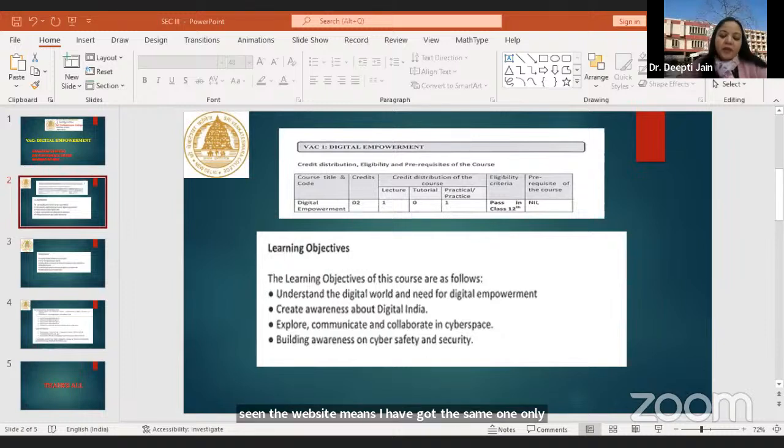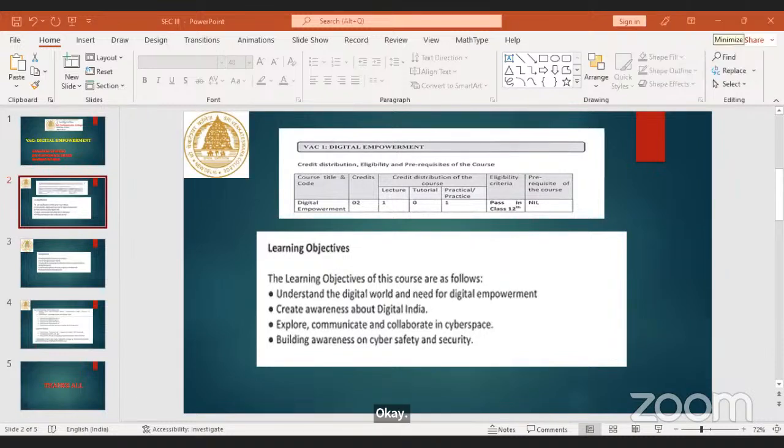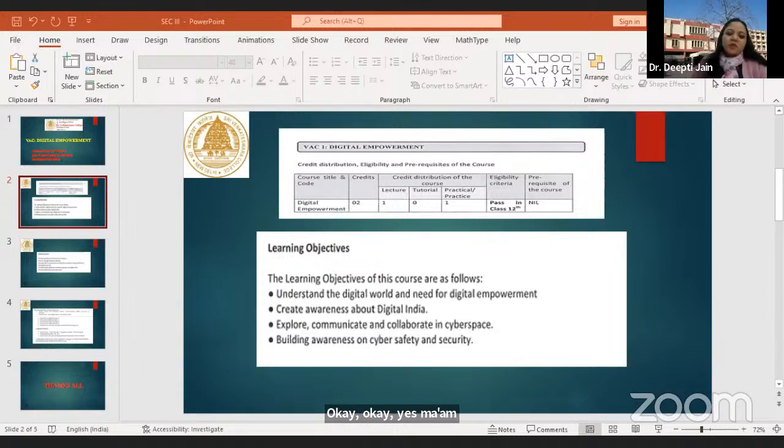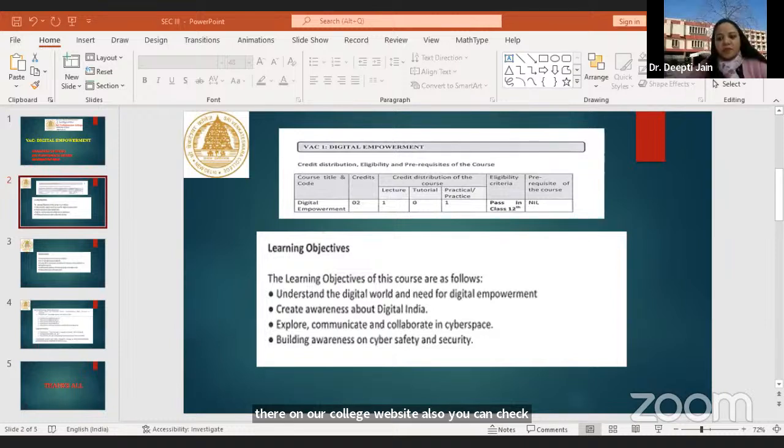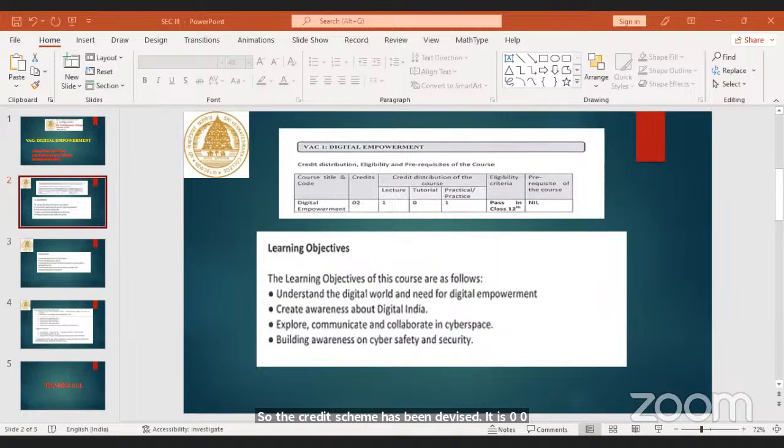You must have seen it from the compiled list of 24 VAC, right? After that, a notification came. It is there on our college website also. You can check. Yes, ma'am, I'll update it. So the credit scheme has been revised. That is the 002 credit scheme. Students, this is zero; there are only 2 practical course components. Thank you, ma'am.